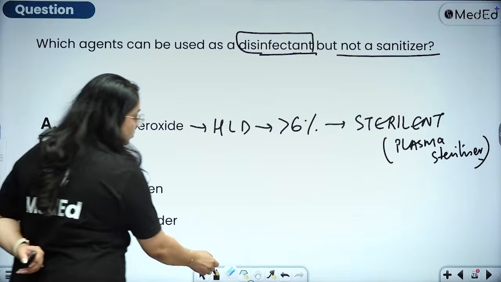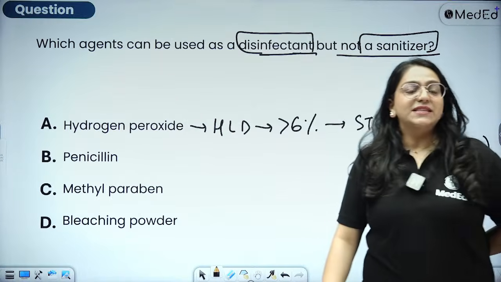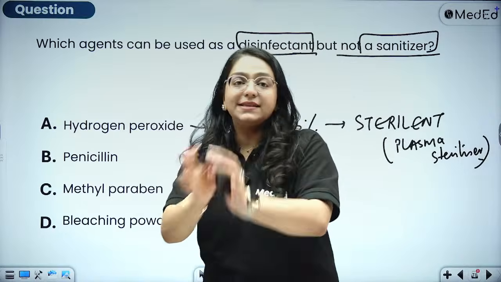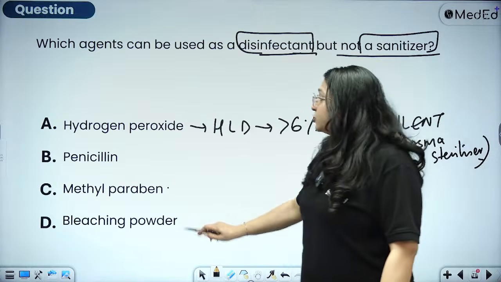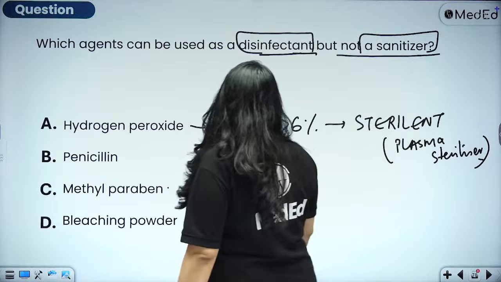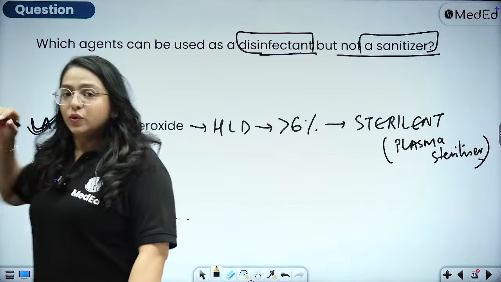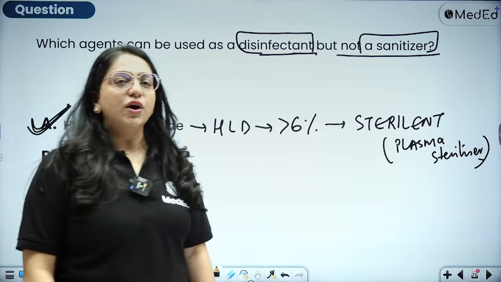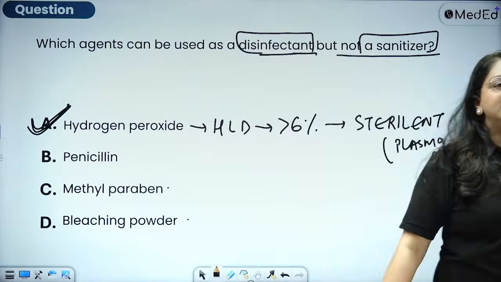So it can be used as a sanitizer. It can be put on your living tissues. So a sanitizer can be put on your hands, etc. Then methylparaben can also be put. Bleaching powder can also be put. So what can be used as a disinfectant but not as a sanitizer is your hydrogen peroxide. You can definitely not use hydrogen peroxide as a sanitizer.